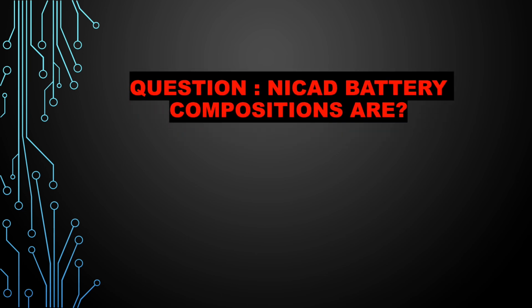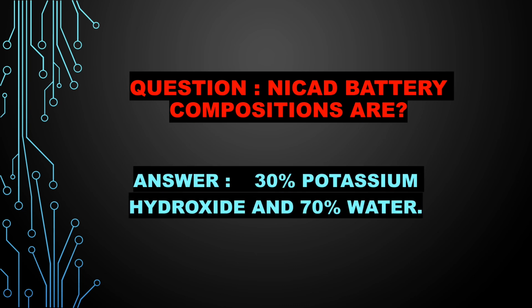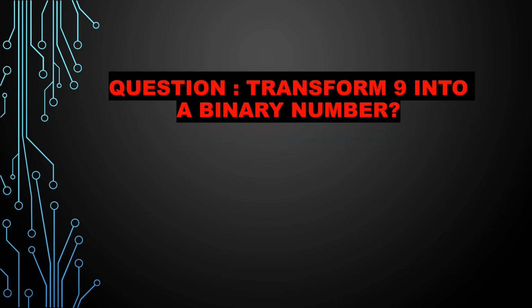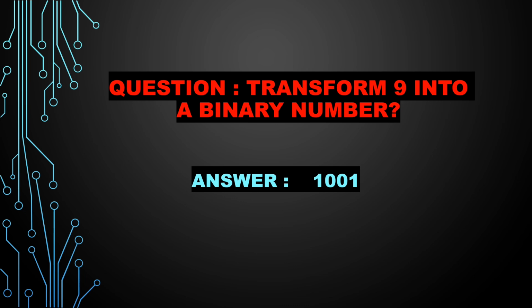Question: NiCad battery compositions are? Answer: 30% potassium hydroxide and 70% water. Question: transform 9 into a binary number? Answer: 1001.